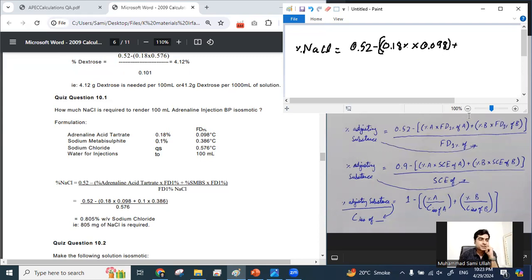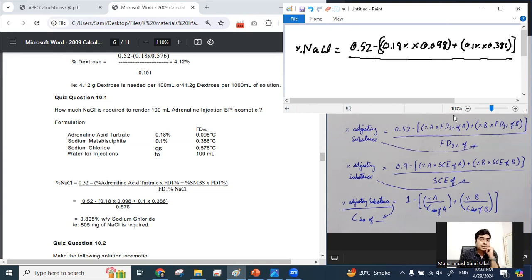Now for the second ingredient, we'll do the same. This 0.1%, because we need a percentage here, multiplied by its FD 1% value, 0.386, and that's it. If there are more ingredients, you add them, but they won't give you many ingredients. Maybe they will give you one or two.